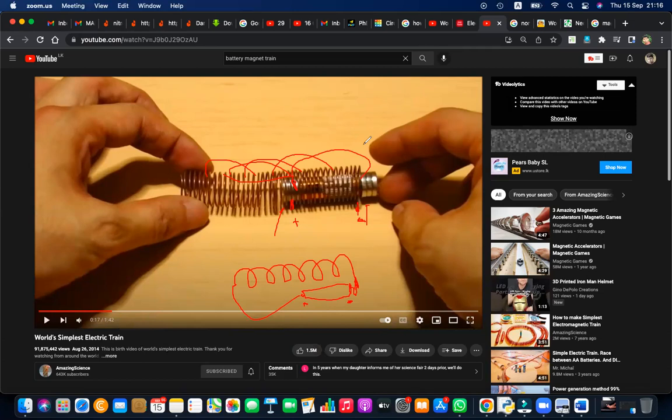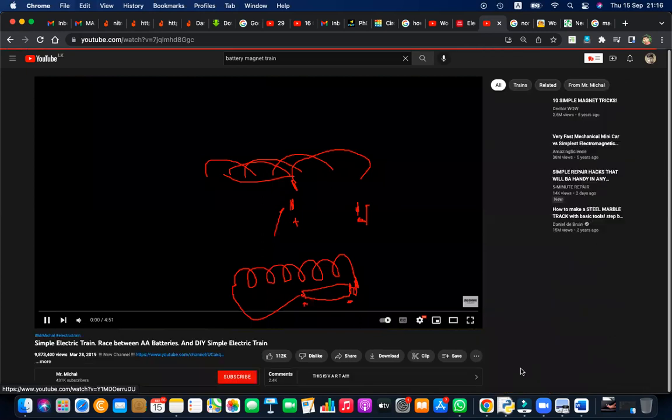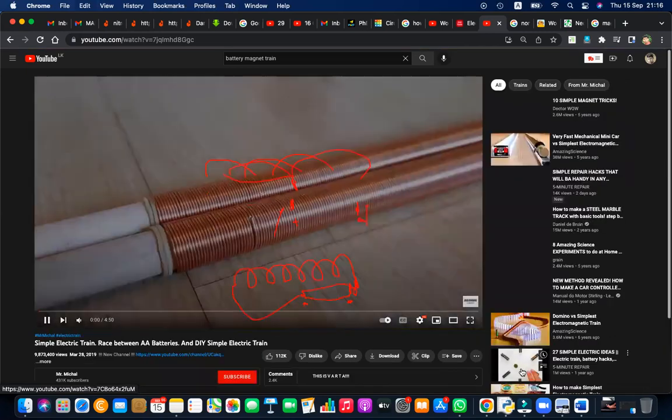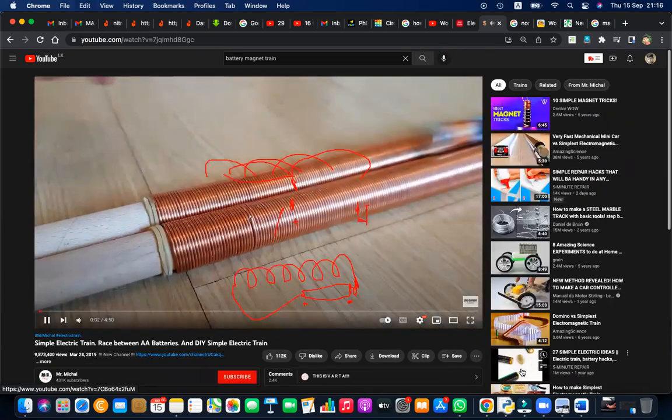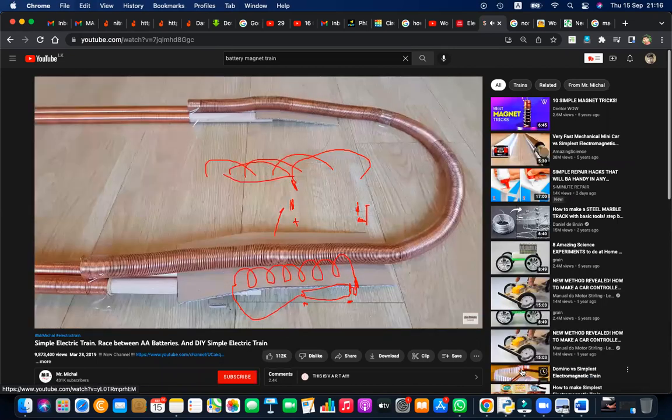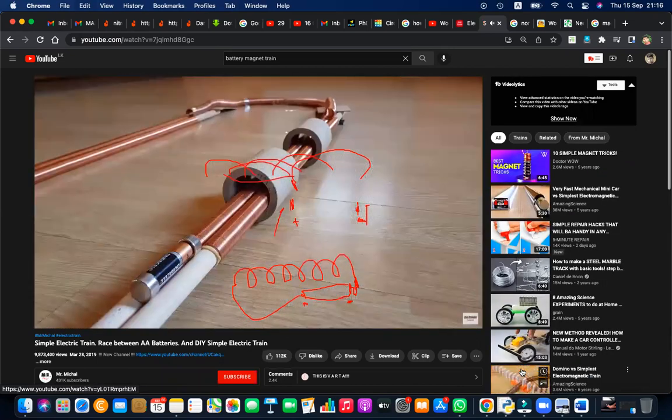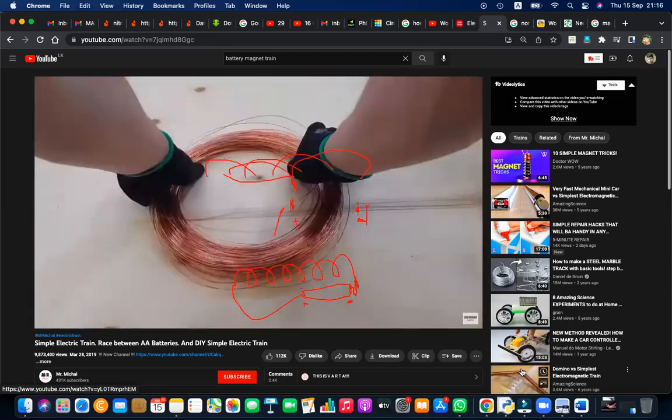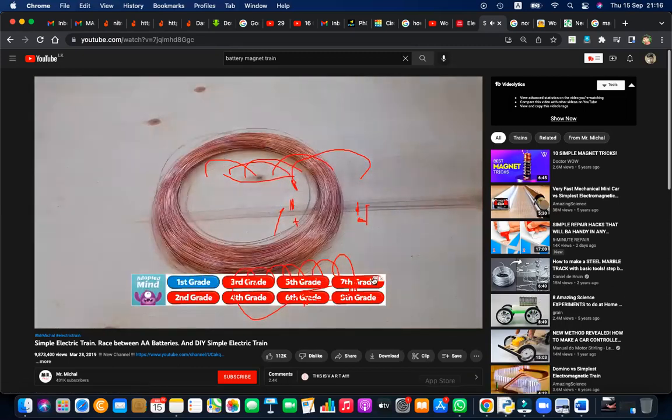Right? So here you can see this experiment is done with a lot of coils. You can also try this and do this experiment for an exhibition in your school. Okay, it's a nice setup. He's showing the steps of doing that.